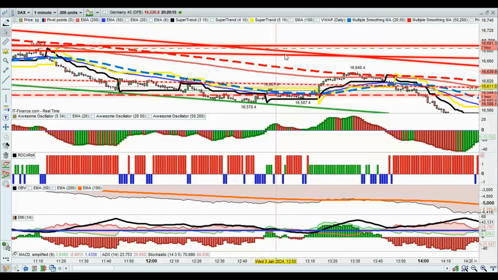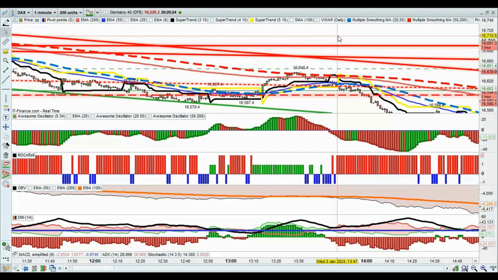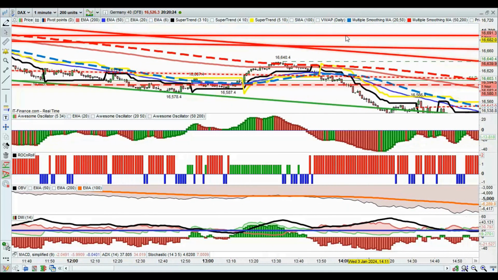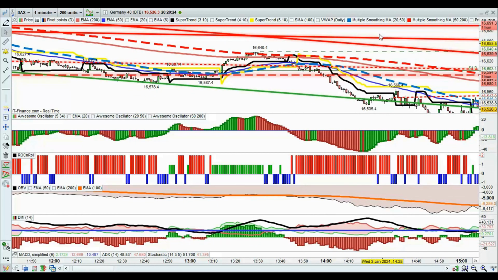And what I want you to do is just see how these indicators mirror what the price action is doing, and why these trend indicators are so important when you're looking to stay in a trade and just keep milking that profit as it's moving.